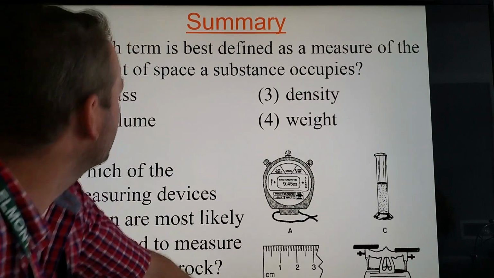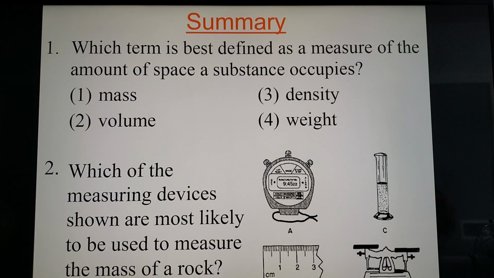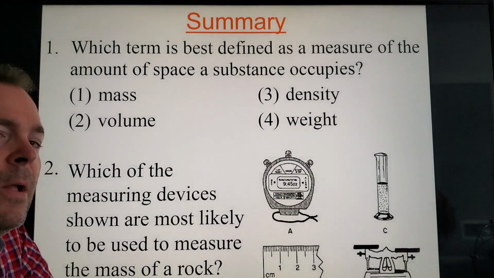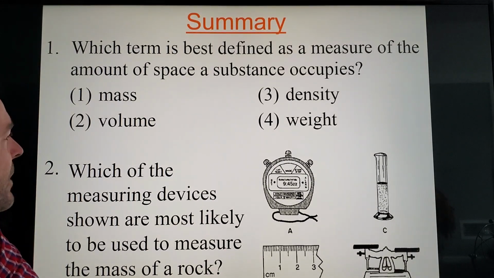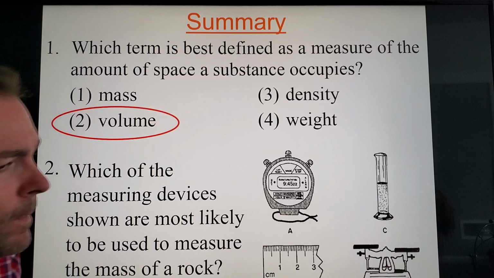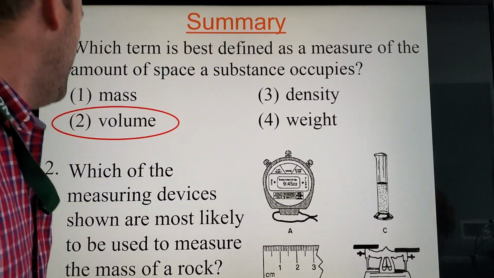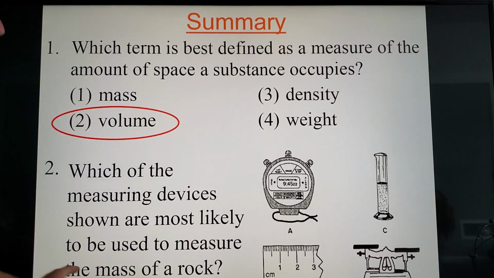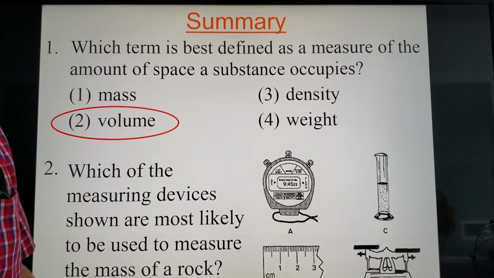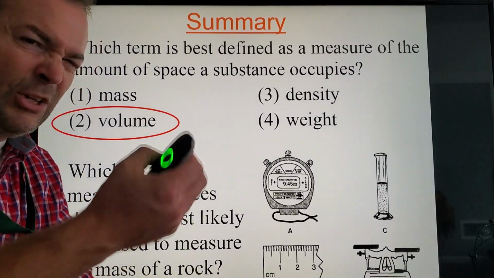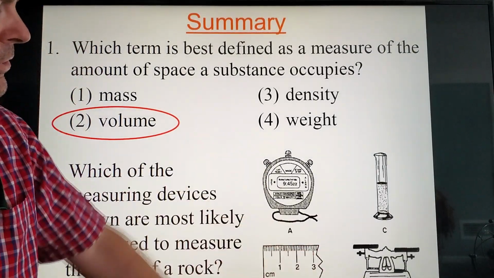All right, so a couple of our summary questions. Which term is best defined as a measure of the amount of space something takes up? Hopefully you came up with volume, the amount of space something occupies. Which of the devices shown are most likely to be used to measure the mass? If we're talking mass, it's got to be some kind of scale or balance. So hopefully you chose D.